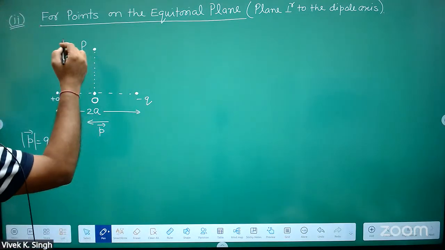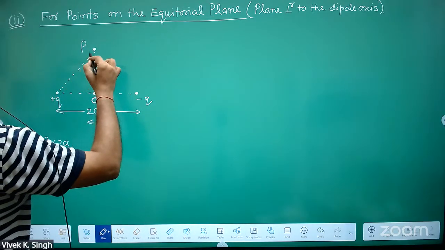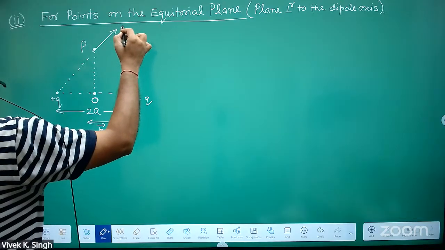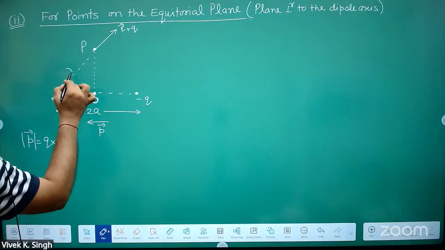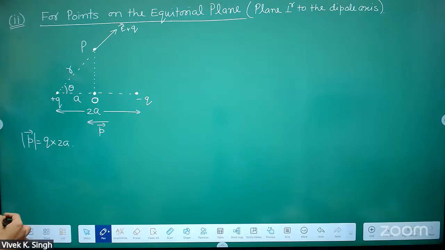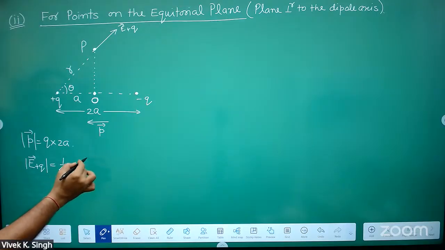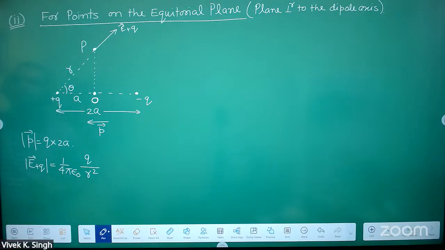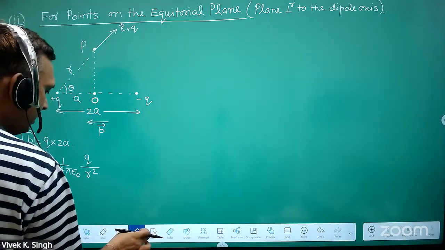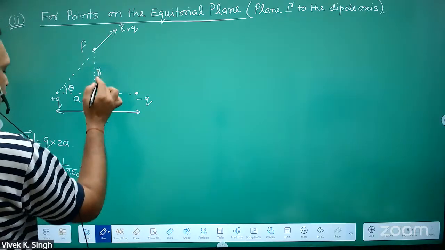What you have to do is find the field due to plus Q charge and minus Q charge. At this point, this is the magnitude and direction of field E plus Q, because this charge is positive. This length is a, and let's take this angle to be theta. What will be the magnitude of E due to plus Q charge? It is given by 1 by 4 pi epsilon naught q by r square. Now, instead of this being r, I am taking this distance to be r.